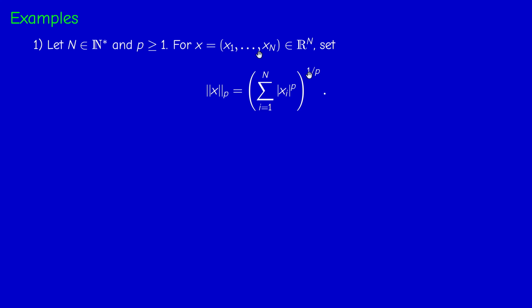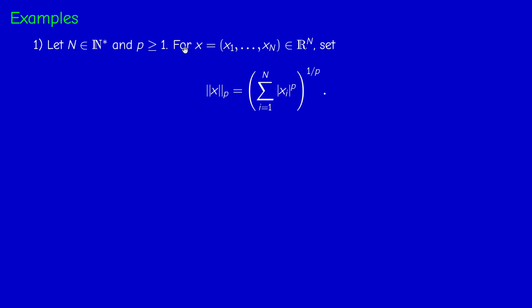R^n, R to the n, is what? Is the Cartesian product of n copies of the real line. So an element of R^n is just an n-tuple having n components. So we set the norm p of x to be the sum of the pth power of each component in absolute value, and everything raised to the power 1 over p. So when p equals 1, we just have the sum of the components in absolute value. If p equals 2, we get the Euclidean norm, the usual norm that you are familiar with.